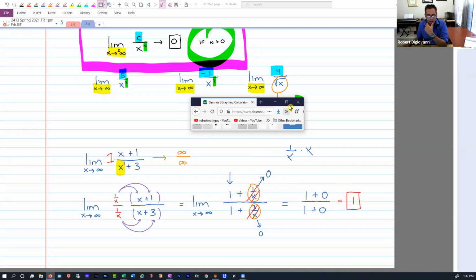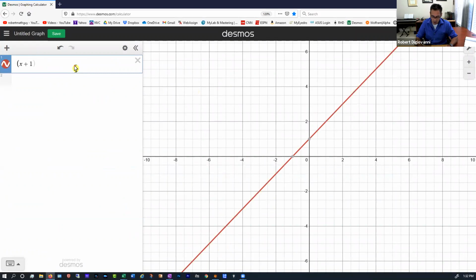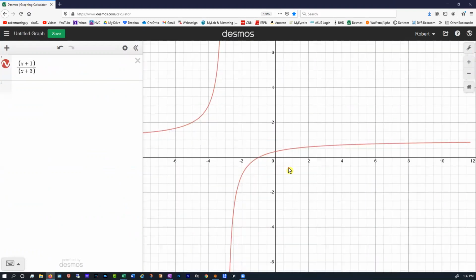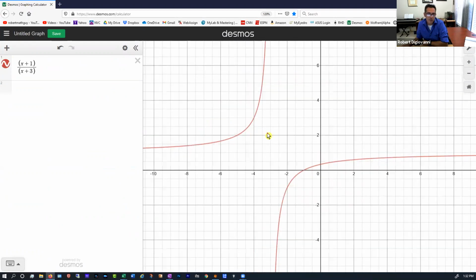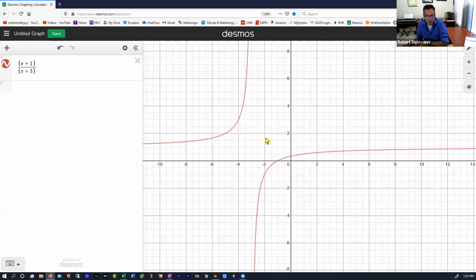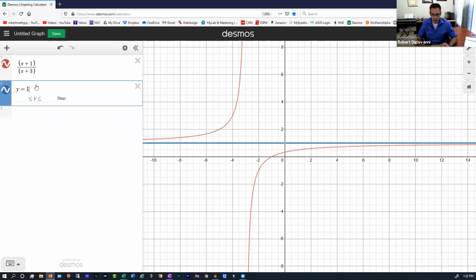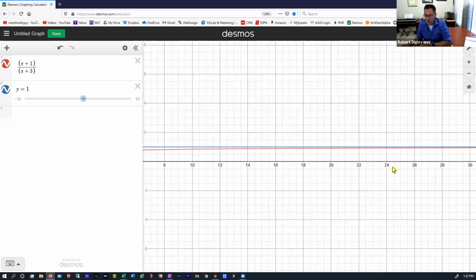All right, so look, what I'm going to do now is graph that thing as a function. What was it? x plus 1 over x plus 3? Yes, sir, that's what it was. Here's the graph of that. It's a rational function from college algebra. And what I want you to see is that if I graph the horizontal line y equals 1, there's y equals 1. If we go out to the right, do y'all see what the function is doing?